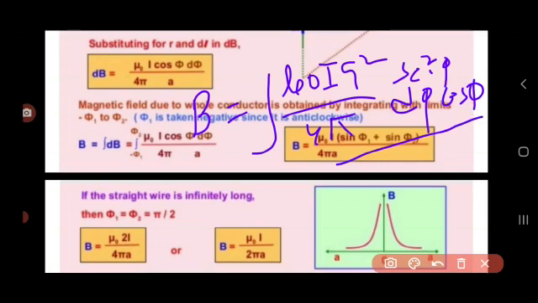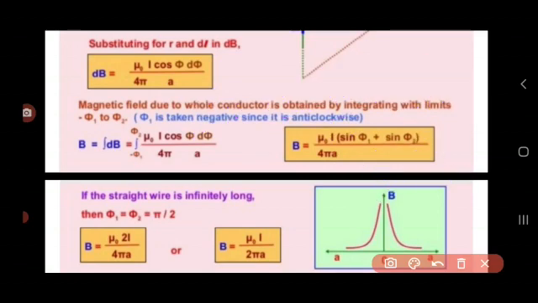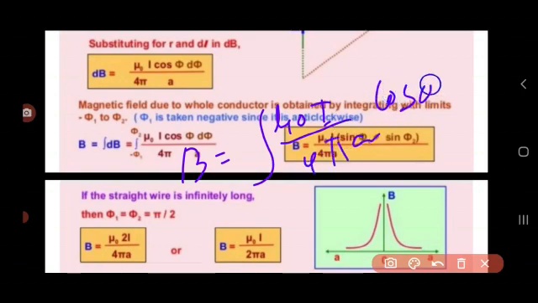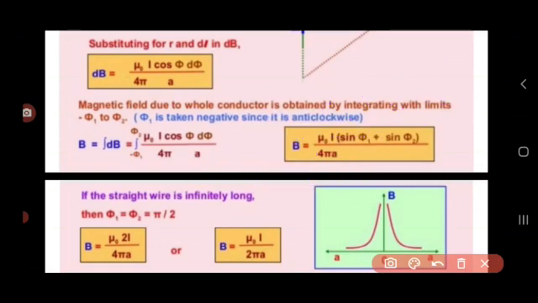Now the entire part mu naught I by 4 pi a comes out. So B is equal to mu naught I by 4 pi a, integral of cos phi d phi. Its result is sin phi. We put the limit phi 2, and here minus phi 1. So the equation is B is equal to mu naught I into sin phi 1 plus sin phi 2, by 4 pi a.